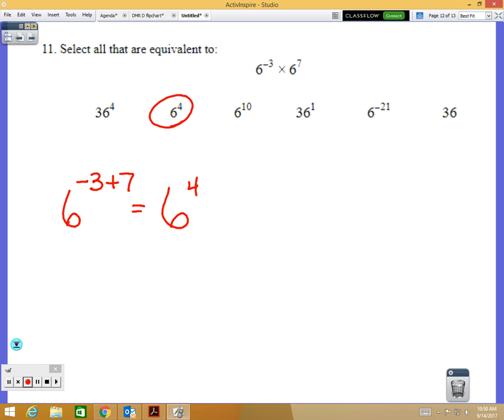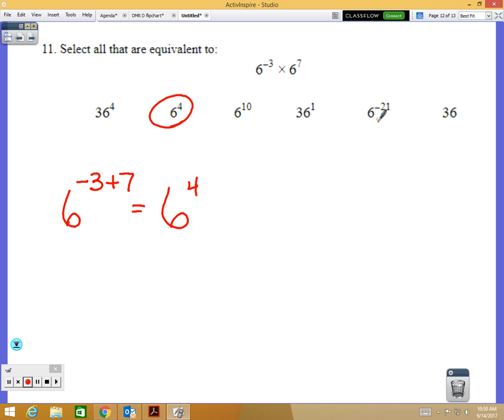Are there any others up here that are correct? No, there's not. This one, I can see people doing 6 times 6 is 36. So you don't want to ever multiply your bases, so don't do that. This one here, they did 3 plus 7 instead of negative 3 plus 7. This one, I don't know what they did on that one. Well, they did 6 times 6, but I don't know how they got the 1. This one, they multiplied the exponents. That's not right. And that one down there, just 36? No.